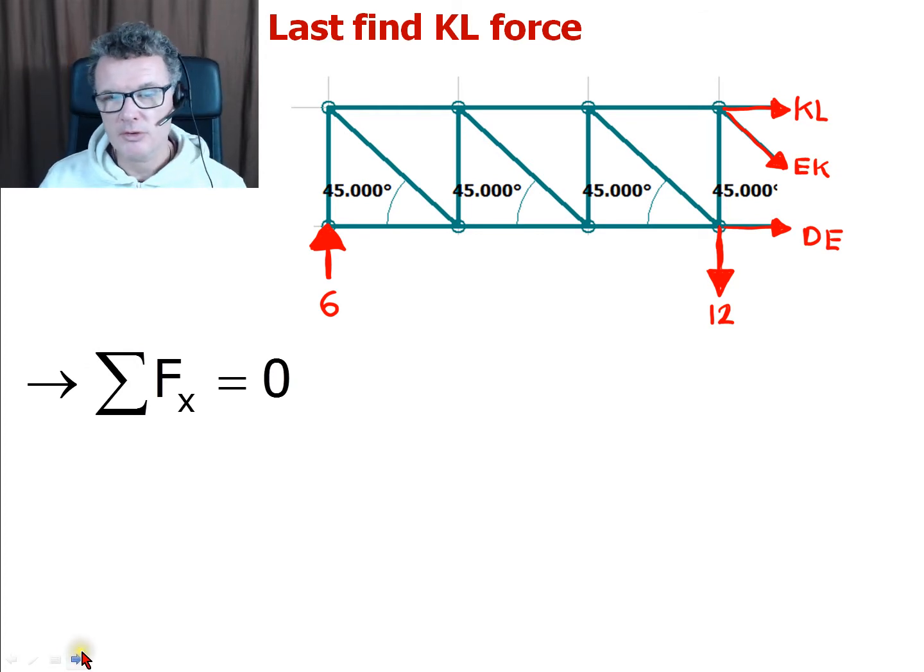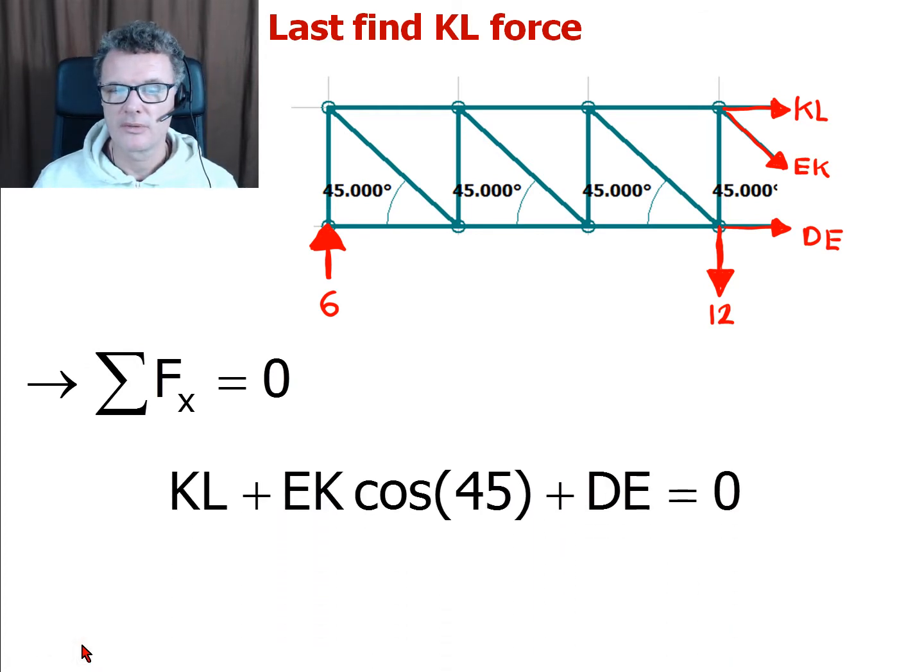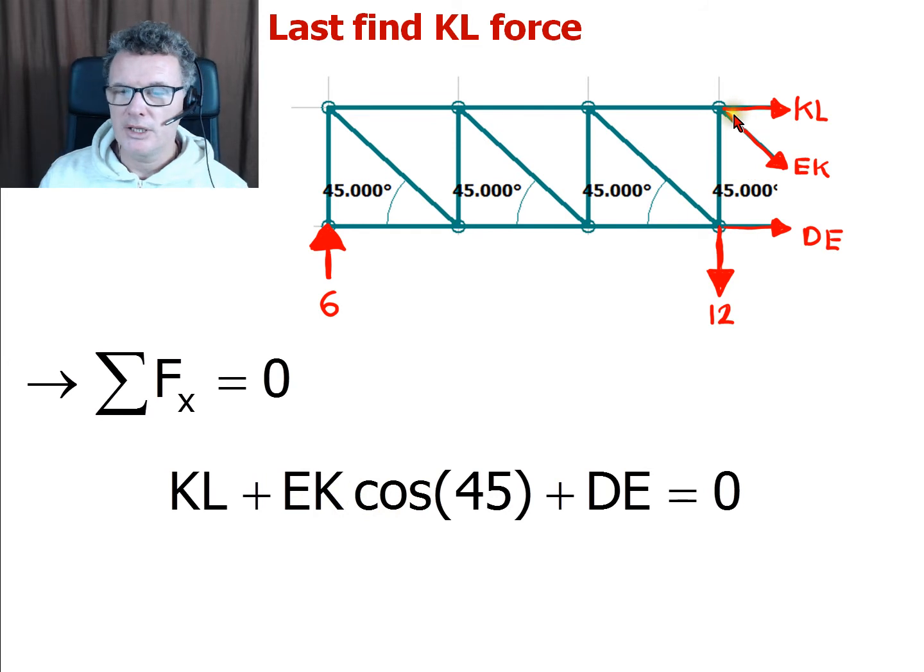So I'm going to resolve all my forces in the X direction. And I can see that the load and the reaction don't play any part in this. I've got the KL force pointing directly left to right. I've got the DE force pointing left to right, and then I've got their buddy, the EK force. So EK is cos 45. So you can see that that's a positive. That's a positive. EK needs to swing through 45 degrees to point horizontal, in this direction. So that would be a positive too.